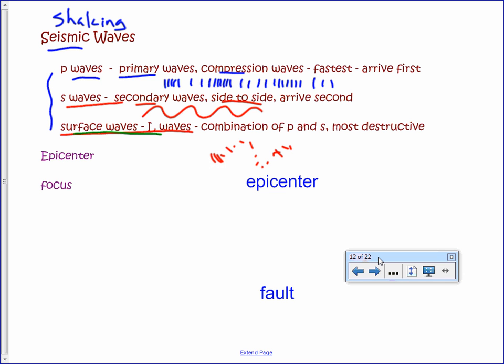So P waves, S waves, surface waves. These ones you cannot really demonstrate on a slinky because it's kind of two things happening at once. So I'm going to stop the recording for a minute, and you'll get a chance to practice these briefly, and then we'll talk about epicenter and focus and what that has to do with the shaking waves.